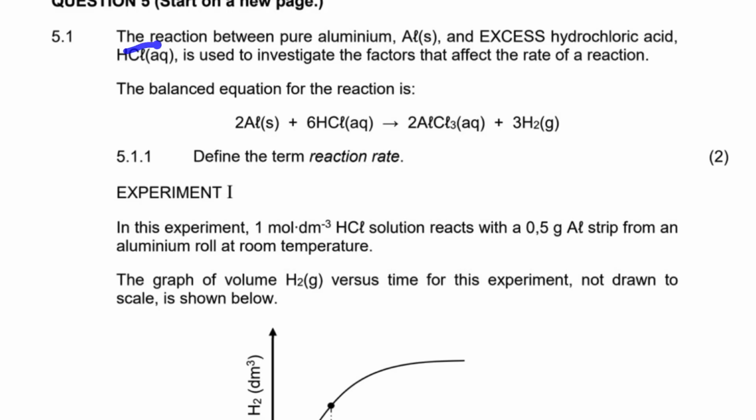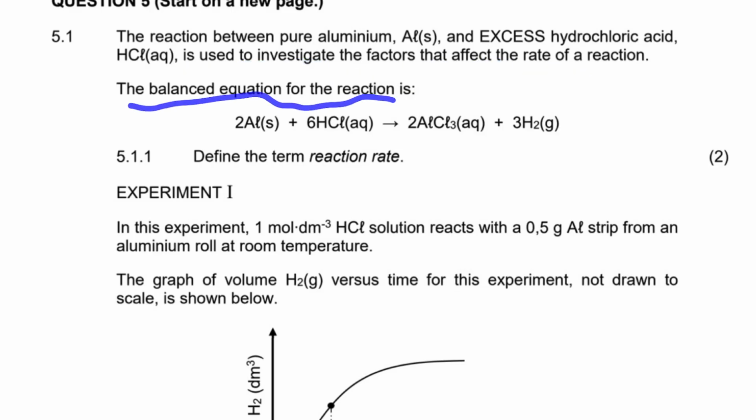Now, the statement says the reaction between the pure aluminium, and that word pure means it reacts completely. It's going to react completely. Aluminium reacts with an excess of hydrochloric acid. That means the aluminium is limiting, right? It is used to investigate the factors that affect the rate of reaction.